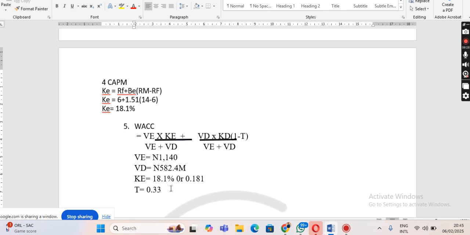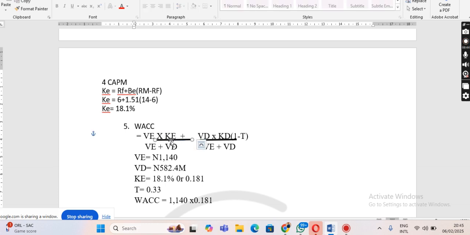So the weighted average cost of capital here will be equal to, now the VE is what? 1,140 times the cost of equity, which is 0.181, divided by the value of equity. So what is the value of equity here?